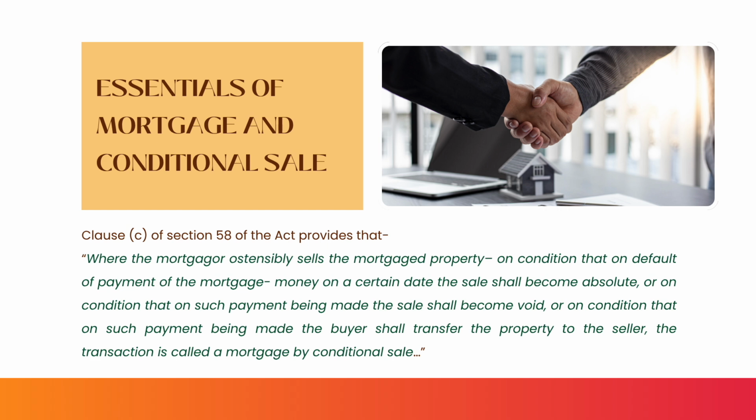It provides that where the mortgagor ostensibly sells the mortgaged property on condition that on default of payment of the mortgage money on a certain date the sale shall become absolute, or on condition that on such payment being made the sale shall become void, or on condition that on such payment being made the buyer shall transfer the property to the seller, the transaction is called a mortgage by conditional sale.